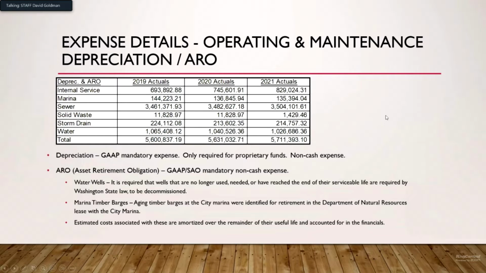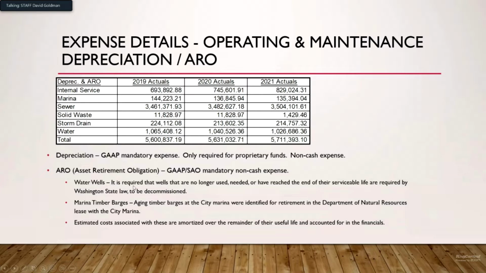So more operating and maintenance, you have the depreciation and AROs. So these are another one of those non-cash expenses. This is a generally accepted accounting principle, mandatory expense. Depreciation is only required in our proprietary funds, which means the utility funds and the marina fund. It's not a cash expense. And the ARO, or asset retirement obligations, is another mandatory non-cash expense.